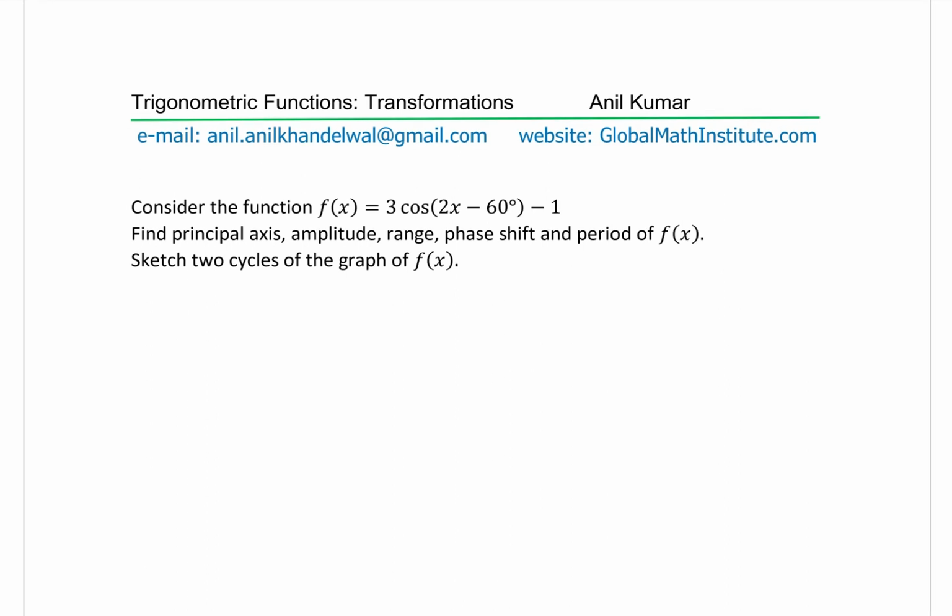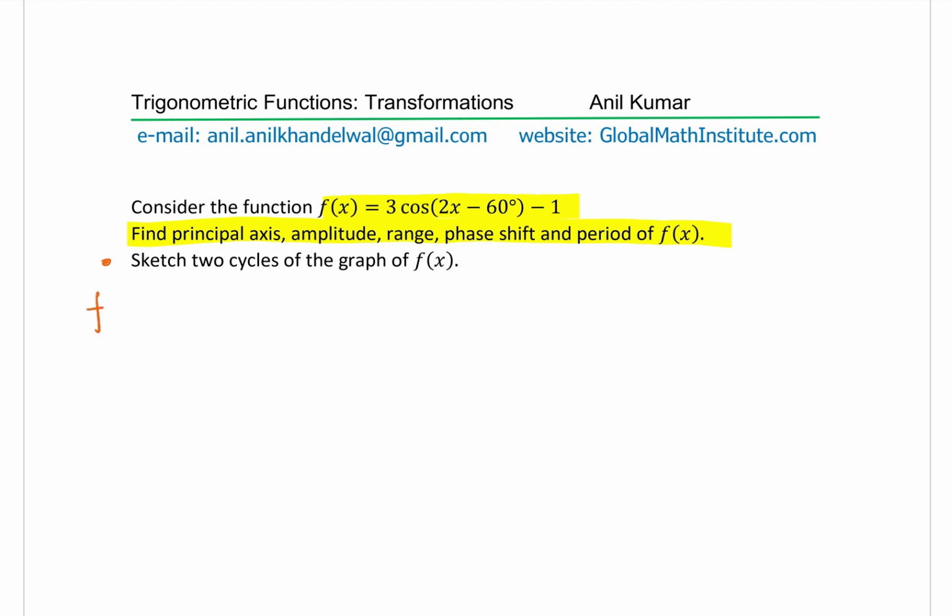Now let us try to sketch the graph of the function f of x equals 3 cos 2x minus 60. We have already done the first part, which is how to find the principal axis, amplitude, range, phase shift, and the period. Now let us look into the second part, and that is to sketch two cycles of the graph of f of x.